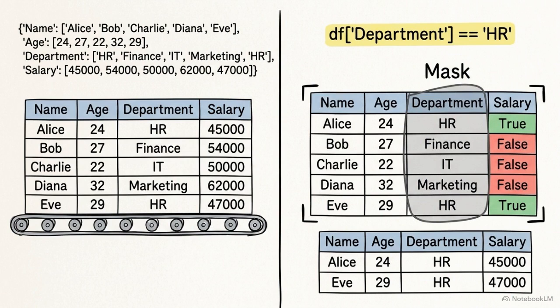To isolate specific information, like salaries in the HR department, we evaluate this syntax. The inner bracket evaluates every row, creating a true or false test for the HR label. The outer brackets then apply that filter, returning only the rows that pass the test.